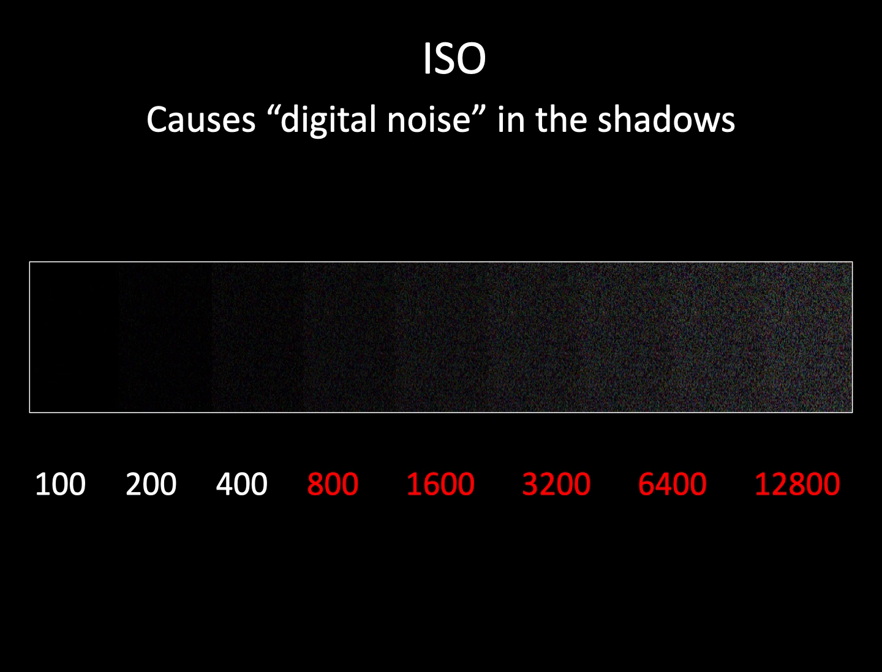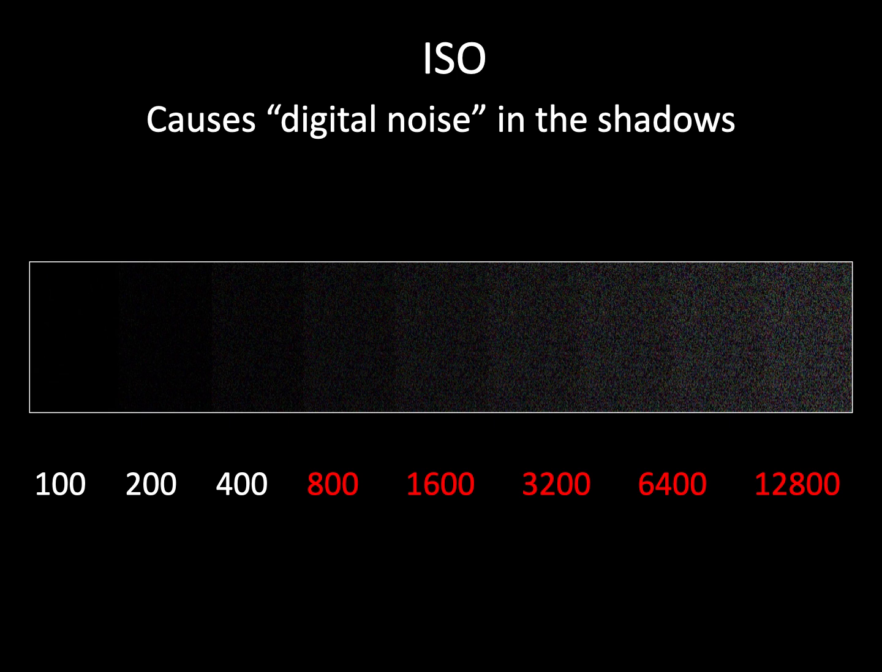Now, 800 is always, for me, the sort of cutoff, or the point at which I'm starting to become aware of the ISO. I don't like going above 800, but modern cameras are really good nowadays, and you can push it a lot higher, 1600, even 3200 or 6400.